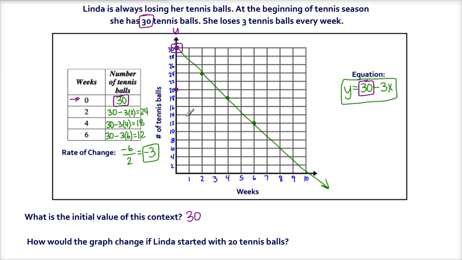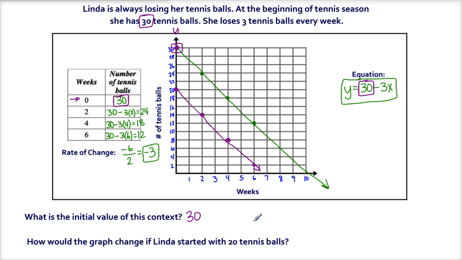Now that means every single point on this line is going to have to shift down 10 points. So 2, 4, 6, 8, 10. Because instead of having 30, she has 20 to start with. So we need to take 10 away. So it looks like every single point would get shifted down. And so my line would look something like this.